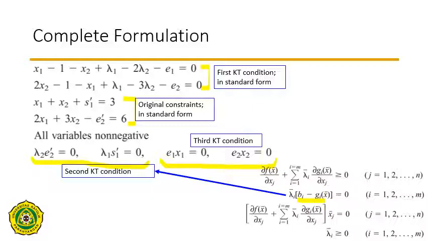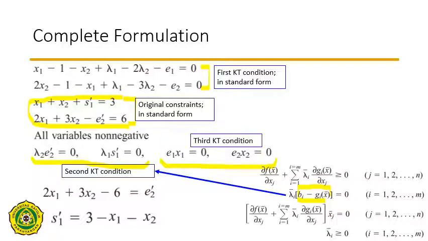Now you may wonder why this thing in the square bracket equals E2 prime or S1 prime. Well, if we look at the definition of E2 prime and S1 prime from these two equations, you see that E2 prime equals 2x1 plus 3x2 minus 6, and S1 prime equals 3 minus x1 minus x2. So you just move the terms to the left hand side or right hand side.